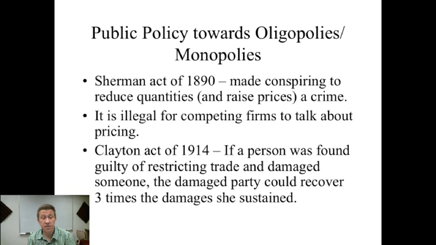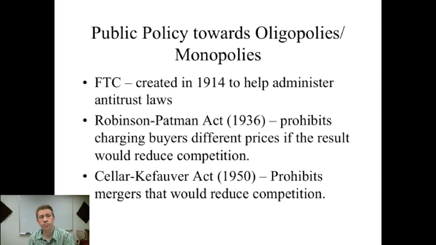The Clayton Act of 1914 defines damages. So if somebody does restrict trade, it's called treble damages: you could get 3 times the damages you sustained. The Federal Trade Commission, a 1914 invention, helps administer these laws. And then a couple more. The Robinson-Patman Act prohibits a seller charging different people different prices if the result would reduce competition.